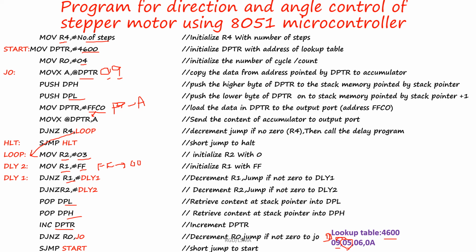You are going to load again the 4 set of data from the lookup table address, and you can fetch all the 4 data and send it to the output port so that the motor will be rotating in a continuous manner. If you want to stop at a required angle, you have to use a number of steps. So here R4 I have used, and here the decrement jump if not equal to 0 will call the delay program. If it reaches 0, then the motor will be stopped with the number of steps whatever you have given in the first instruction itself. If you give 90 degrees, it will take only 90 degrees and stop; otherwise it will keep calling the set of data loaded in the lookup table and keep on running.